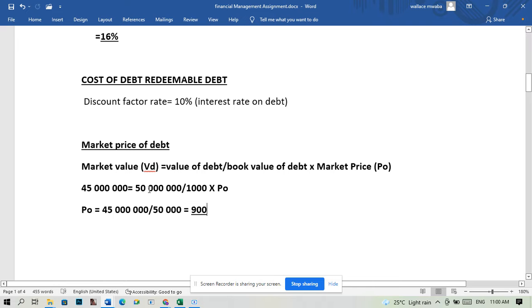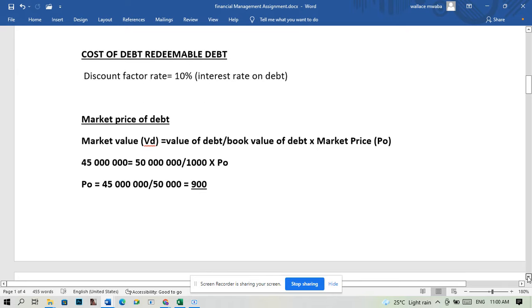What you do is you divide 50 million by 1,000, you get 50,000. Then you divide both sides by 50,000. So you say 45 million divided by 50,000, that is 900. So that's the market price of the debt. Our discount factor rate will be our interest rate, which is 10% for the debt.